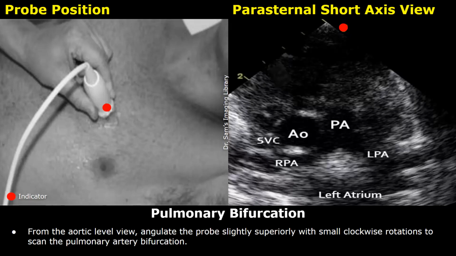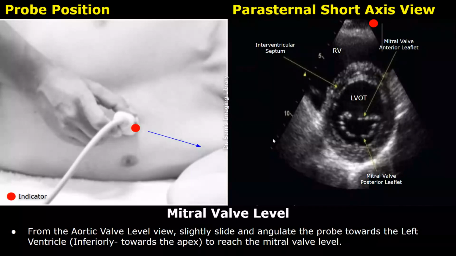To reach the mitral valve level, slightly slide and angulate the probe downwards towards the left ventricle apex from the aortic valve level view, and you will reach the mitral valve level. The right ventricle will appear at the top of the image. Then we will see the echogenic interventricular septum, then the left ventricle outflow tract, where we will see the mitral valve leaflets. In the image, the anterior leaflet of the mitral valve is seen above the posterior valve leaflet.